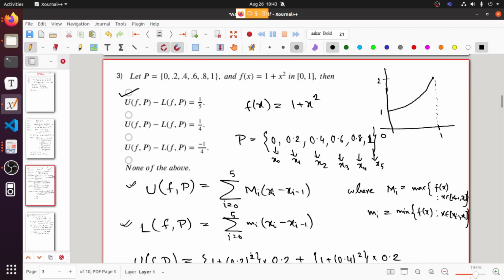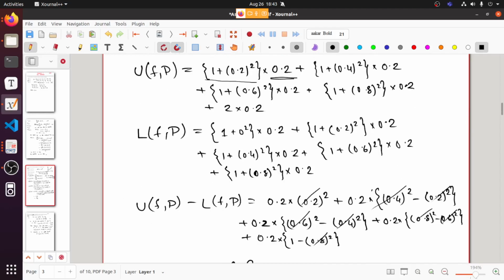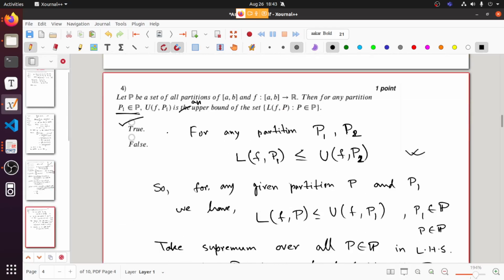So which option is correct? Option number 1 is correct. Okay. All the other options are false. So this is question number 3. Now move to question number 4.